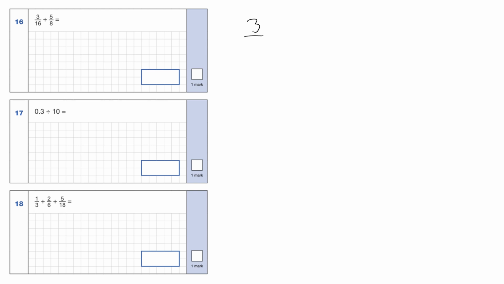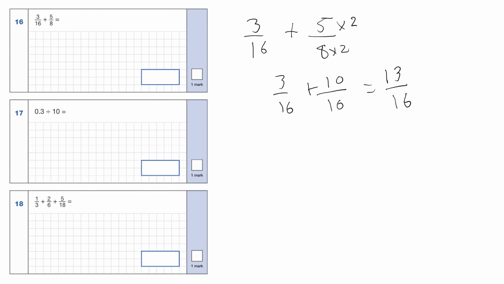We make the denominators the same here. Change this to 16. So, our 8 times 2 is 16. So we can mess around with any other denominator. So it's 3 sixteenths and 10 sixteenths, which equals 13 sixteenths. 0.3 divided by 10, 0.03, going into the hundredth.